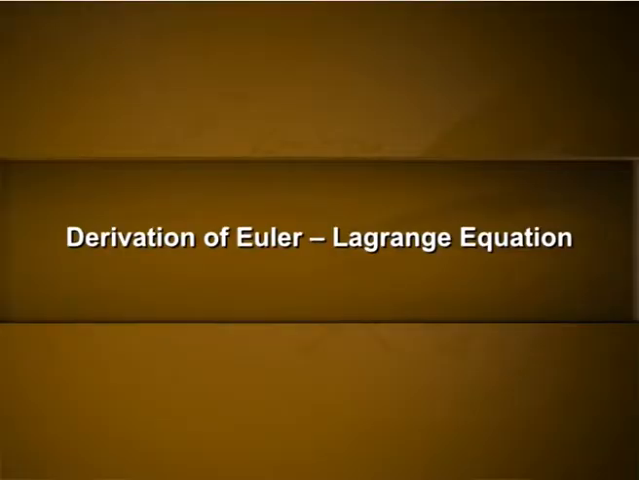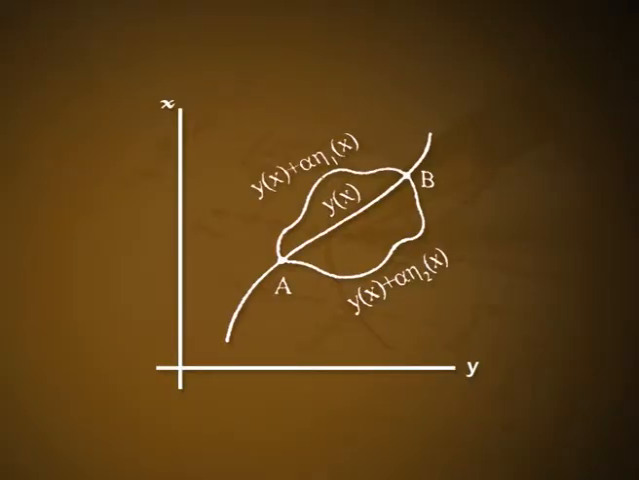We cannot apply the usual method of finding the minimum value because here we have to vary a function y of x and not a single variable. Derivation of Euler-Lagrange equation. Calculus of variation helps us to find a function y of x such that the definite integral of a function of this function has a maximum or minimum value.